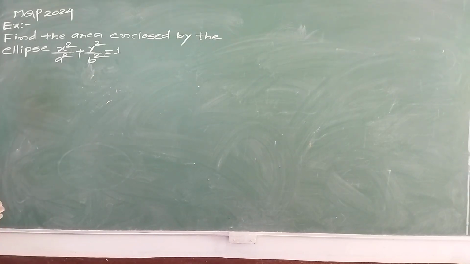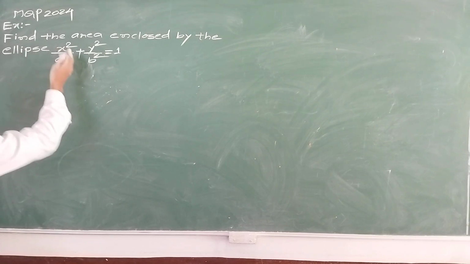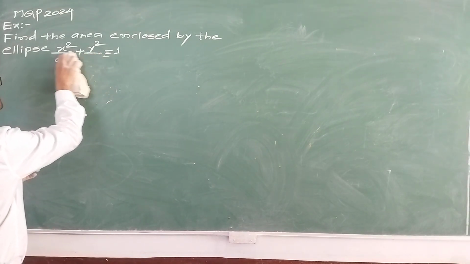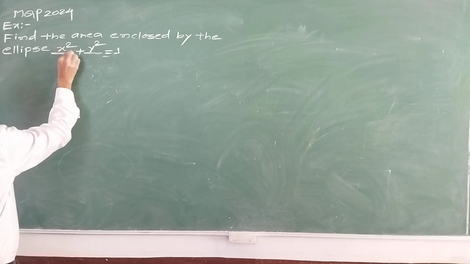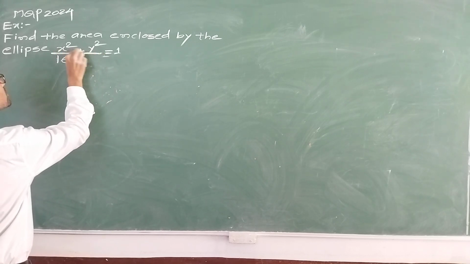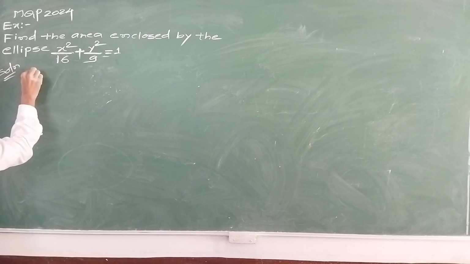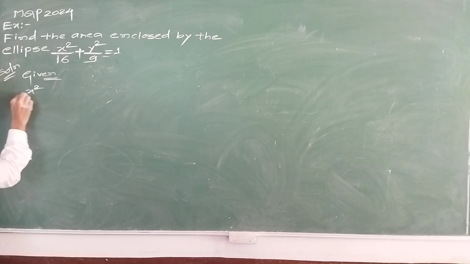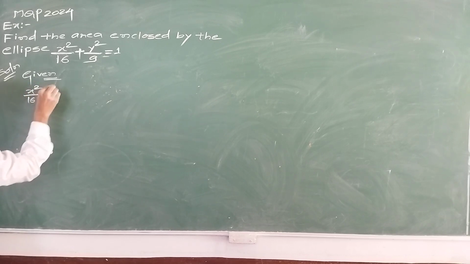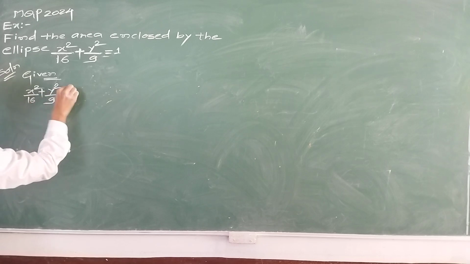See, example I'll take. Find the area enclosed by the ellipse x square by 16 plus y square by 9 equal to 1. Yes, this is also a very important example. Now I go for the solution. Given equation is x square by 16 plus y square by 9 is equal to 1.